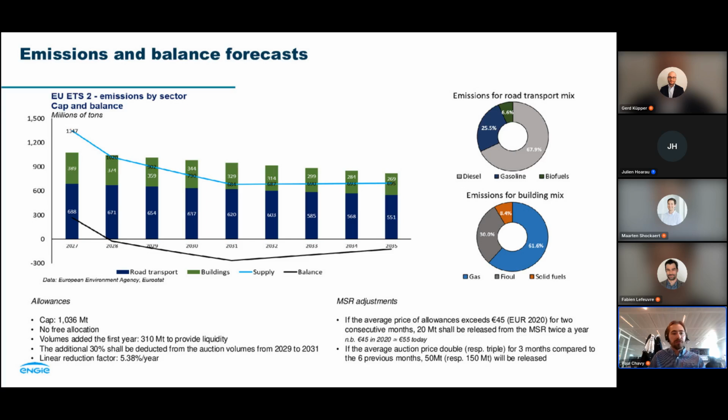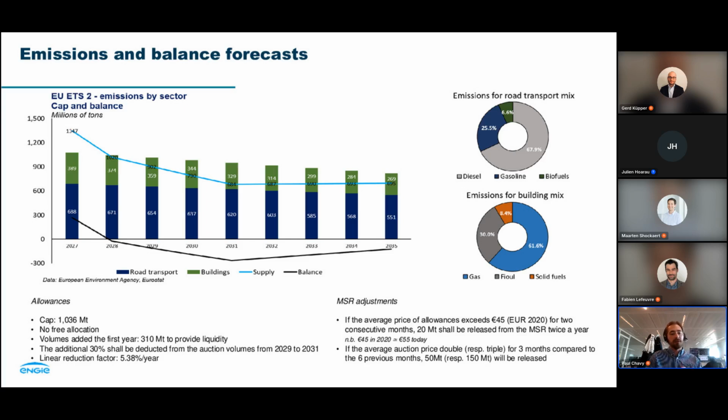So now, if we look at the chart on the left, on the balance, the key takeaway is that the market will start with an oversupply in 2027, but it will tighten sharply between 2029 and 2031. So let's see why. As Martin already told, the market will start with a total cap for the first year of approximately 1,000 million tons, with no free allocations, meaning that all allowances must be purchased.